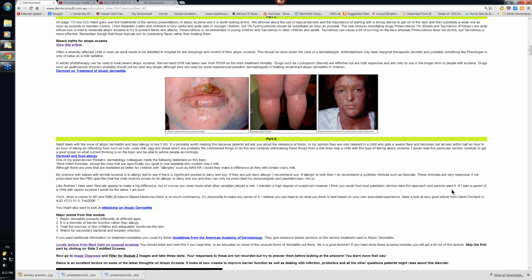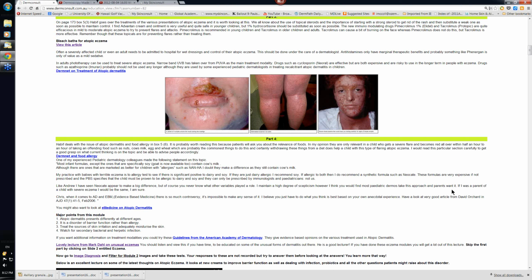It presents differently at different ages. It's a disorder of barrier function rather than allergy, and that's important. It's a deficiency of ceramides. They also have a complication where in some people they have ichthyosis vulgaris and they don't form filaggrin normally in the stratum granulosum.